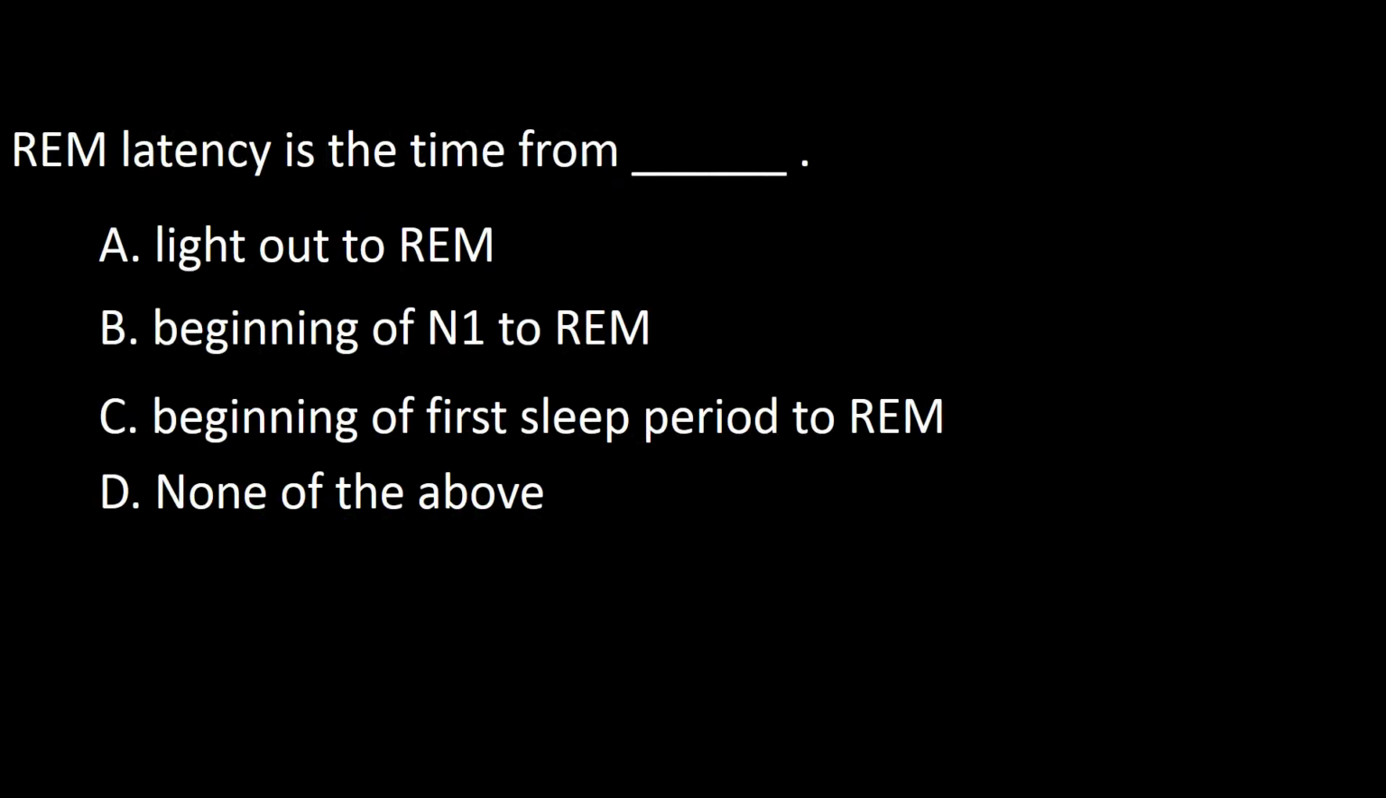Next question. REM latency is the time from A. light out to REM, B. beginning of N1 to REM, C. beginning of the first sleep period to REM, D. none of the above.